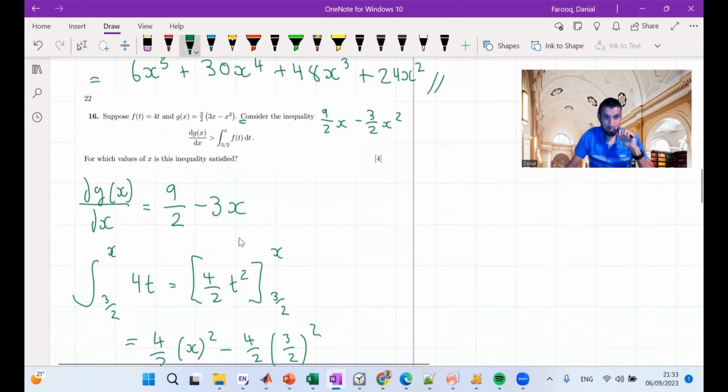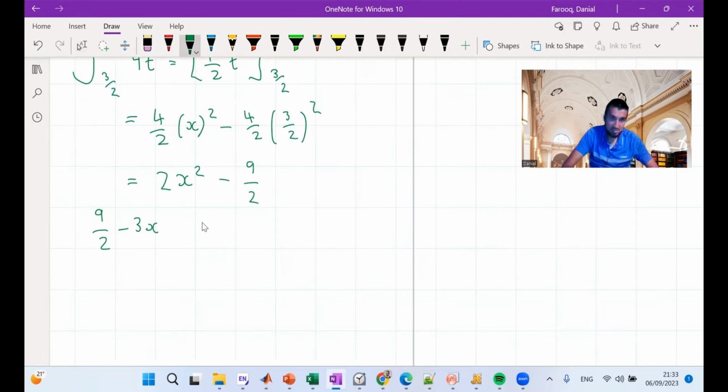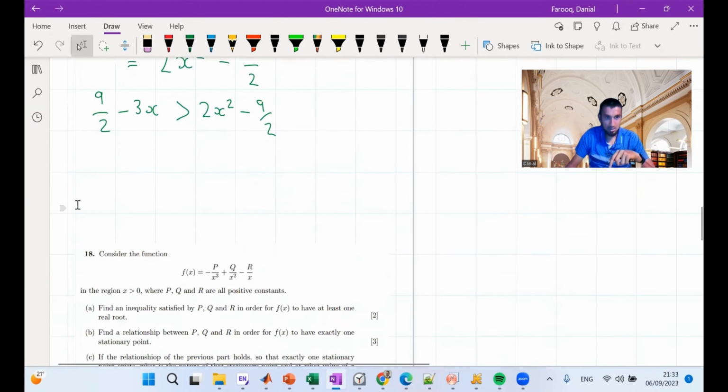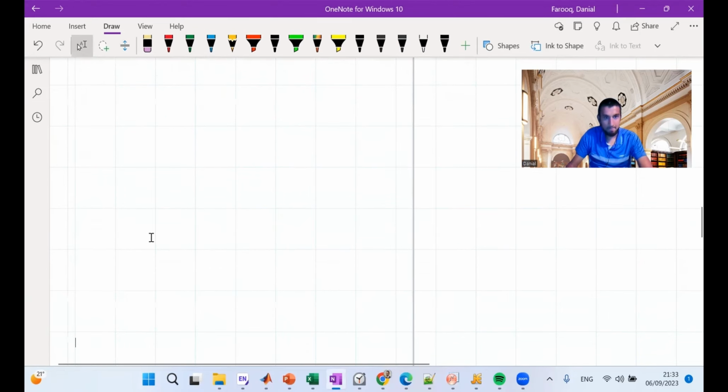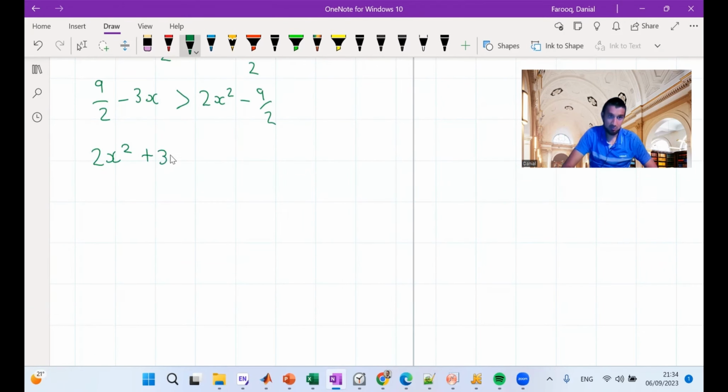Now we can put them both in. So we've got 9 over 2 minus 3x is greater than this part, which is 2x squared minus 9 over 2. Yeah, just double checking that's what it is. Okay, excellent. Good. So let's make some more space for ourselves there. So that would be that. And we should get it all on one side and with the x squared. So that will become 2x squared, move the 3x to that side, will be plus 3x, move the minus 9 over 2, so that will become minus 9 over 2 minus 9 over 2, which is just minus 9.